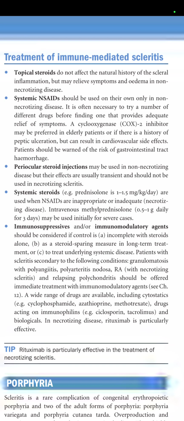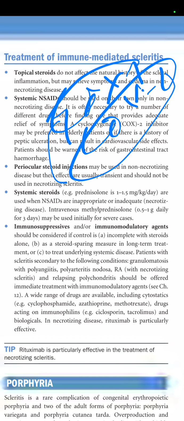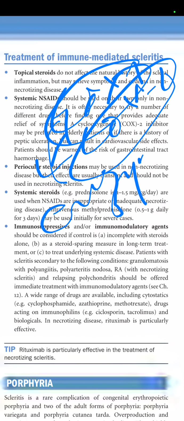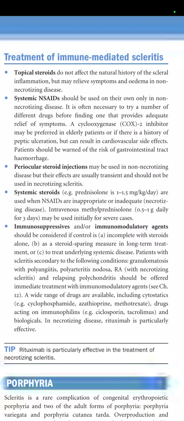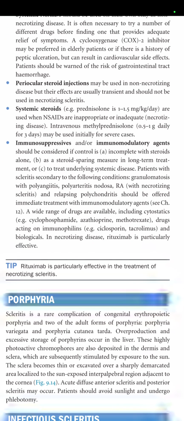A cyclooxygenase-2 (COX-2) inhibitor may be preferred in elderly patients or if there is a history of peptic ulceration, but can result in cardiovascular side effects. Patients should be warned of the risk of gastrointestinal tract hemorrhage. So, COX-1 and COX-2. Basically, COX-2 only affects the inflammatory disorders, whereas COX-1 also inhibits the enzymes in the stomach, so it can cause ulcer formation. That is why COX-2 is the preferred one.